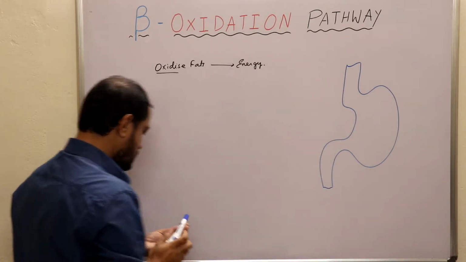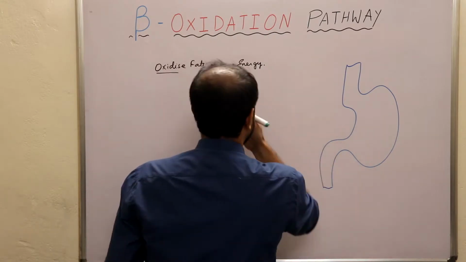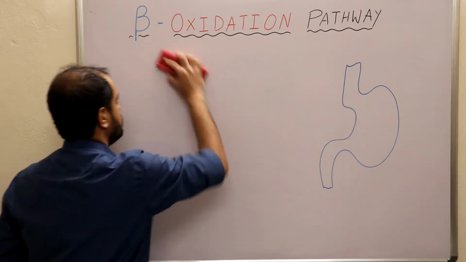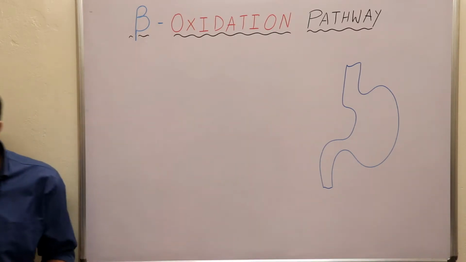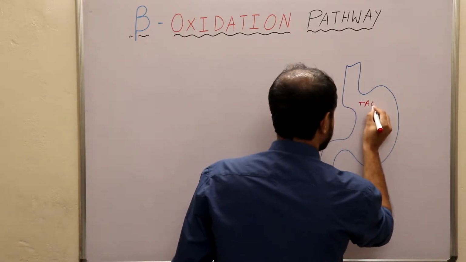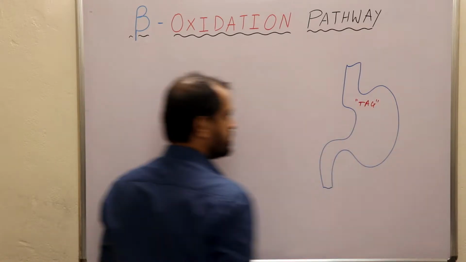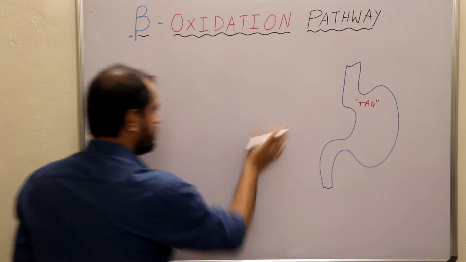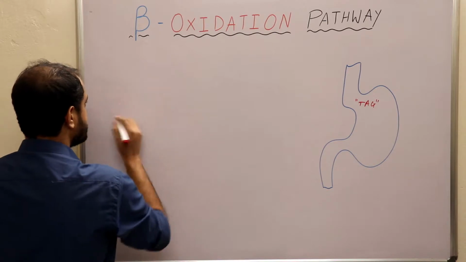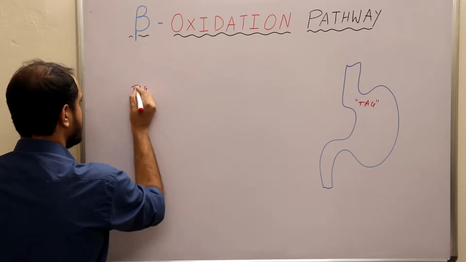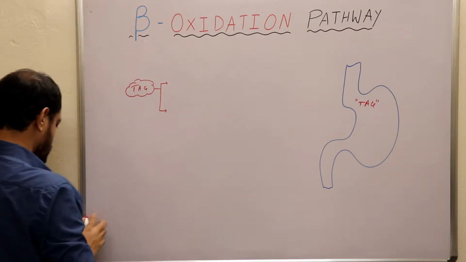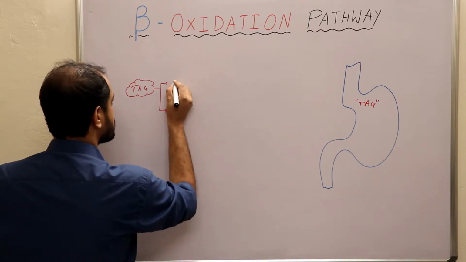Now listen, for the beta oxidation pathway there are many things involved. We'll discuss it step by step. The first thing we need is triacyl glycerol or TAG. Now, what is TAG? I have already discussed this in your lipids video, introduction to lipids. TAG is actually made up of two things. Number one is glycerol.